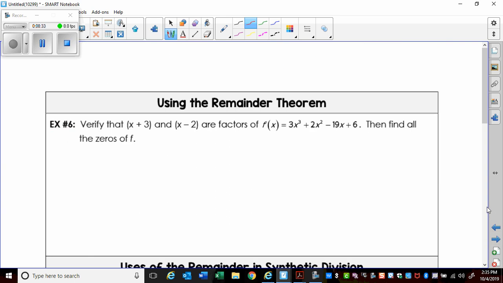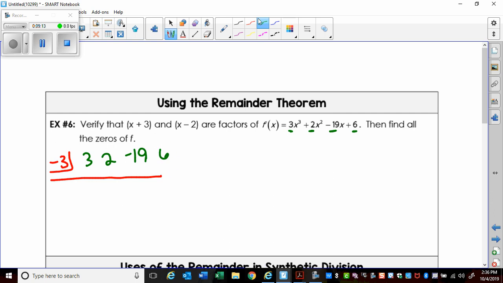Alright, we're going to try the remainder theorem. We're going to verify that x plus 3 and x minus 2 are indeed factors of this. I think this is fun. Let's try it. So it's x plus 3, so what I'm actually going to do is pull out a negative 3. I put it in the box first, and then draw the line. And then I'm going to write down the coefficients. It's already in descending order. Be careful when you take a quiz or a test. Make sure it's in descending order. So I have a 3, and then 2, and negative 19, and positive 6.